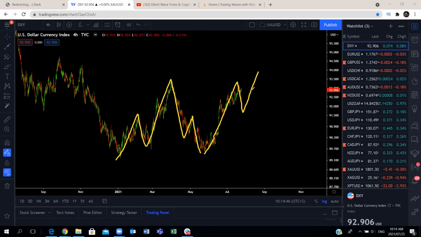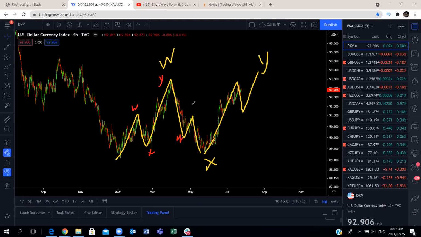Are we still going to get that? That is still the expectation. That will make a double correction here as follows. Okay, so this is the reason why we've been expecting this to make a pullback here. So we've got this as a WXY here. I've shown this a couple of times.